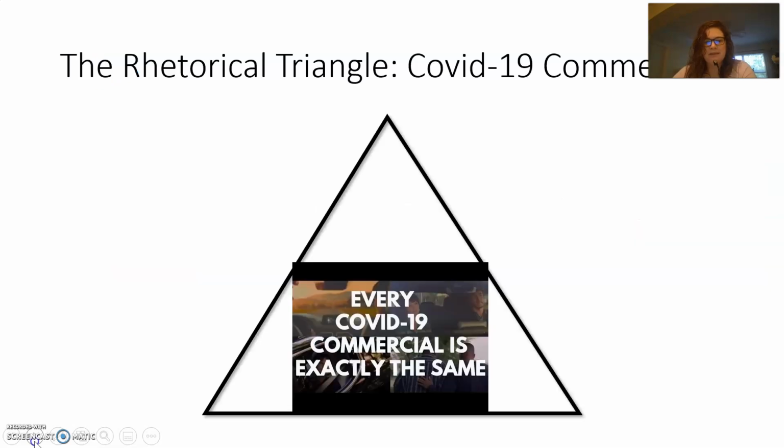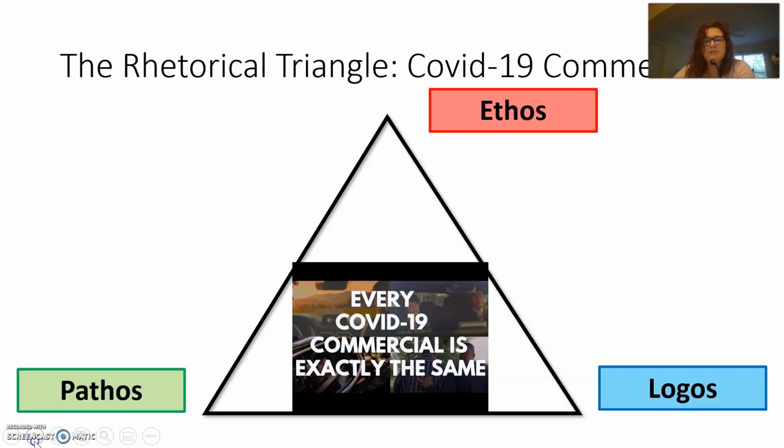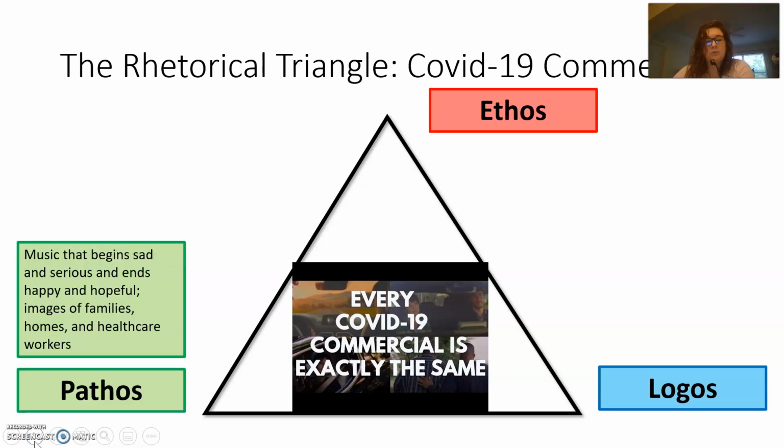Okay, so let's look at how we would apply those three concepts of the rhetorical triangle to the COVID-19 commercial. Most of you said in your Ed Puzzle on Friday that the COVID-19 commercial seems to use pathos more than anything else, which I agree is true, especially in the way that they use the music and show pictures of families. They also use a lot of ethos, though, in emphasizing how long they've been around and how to trust them. So let's start with pathos.